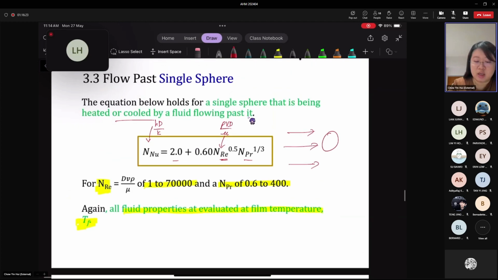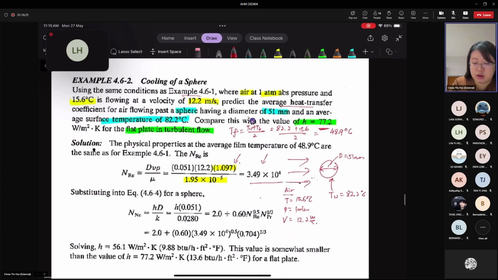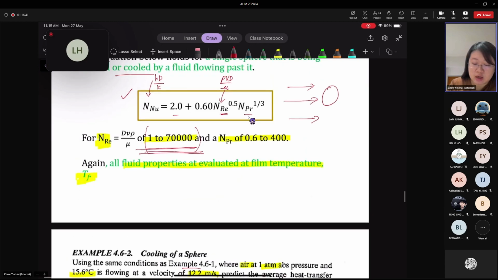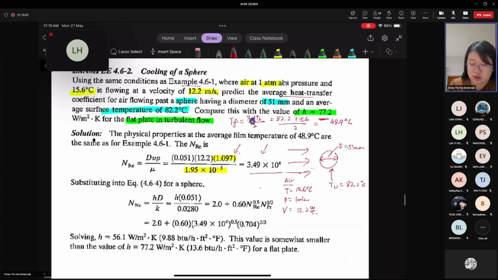So for single sphere, the lucky thing is we only have one correlation. So you just double confirm whether your Reynolds number lies in this range here. So it's 1 to 70,000, so definitely fit, all right? And then next thing, let's check the Prandtl number. The Prandtl number should be somewhere between 0.6 and 400. So your Prandtl number is 0.704. Okay, so which means also applicable, right?